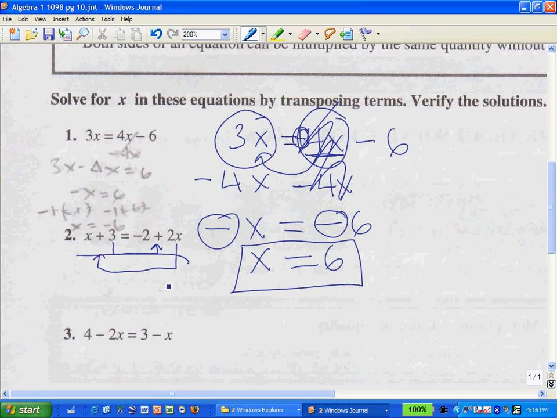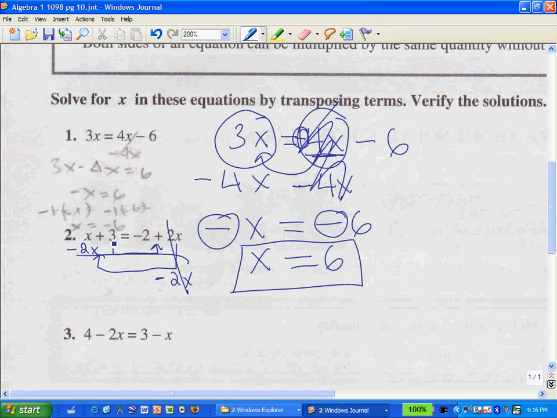The way I'm going to do that is by moving the 2x first. I'm going to take away 2x. Because since this is positive, I'm going to use the inverse operation, negative. I'm going to take away 2x. Those 2x's are going to cancel out. But what I do to one side, I have to do to the other. So I'm going to take away 2x over here.